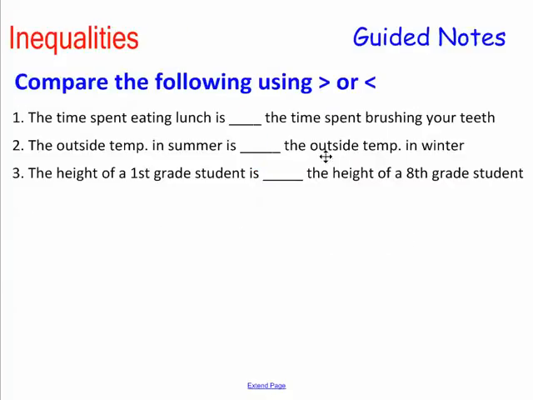All right, so let's go ahead and look at an inequality. You don't have these on your notes, but let's just go through these really quick. Being able to use a greater than or less than symbol. So the time spent eating lunch compared to the time spent brushing your teeth. Well, obviously eating lunch would be greater than, okay? So lunch is greater than. The outside temperature in the summer compared to the temperature in the winter. So the temperature is going to be greater than in the summer. And the height of a first grader compared to the height of an 8th grader would be less than. Okay? All right, so that's using just greater than or less than symbols.